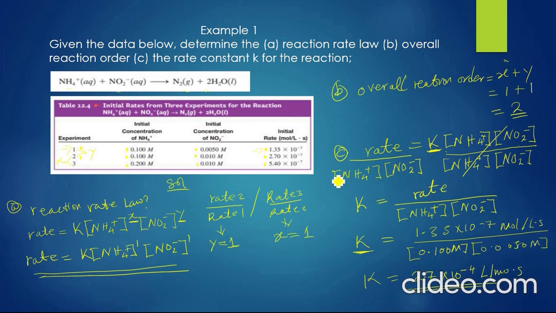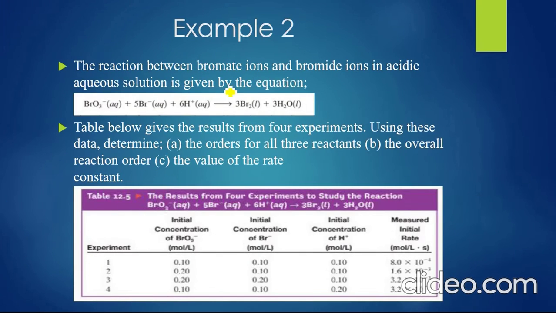Example 2 is saying the reaction between bromate ions and bromide ions in acidic aqueous solution is given by the equation. So we are seeing bromate ions reacting with bromide ions and hydrogen ions to give bromine and water. And then the table below gives the results from 4 experiments. Using this data, determine the orders for all the 3 reactants. So they want the orders for the bromate ion, the bromide ion and the hydrogen ion. B is asking us to determine the overall reaction order, and C is asking us to determine the value of the rate constant.